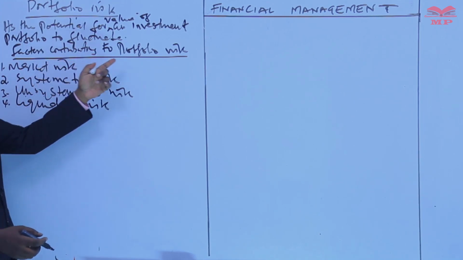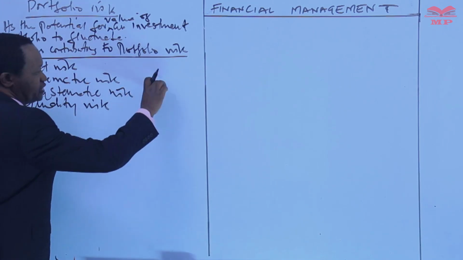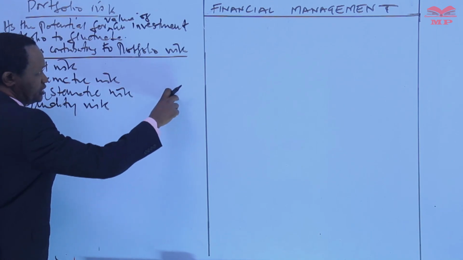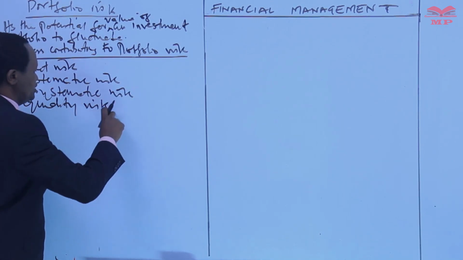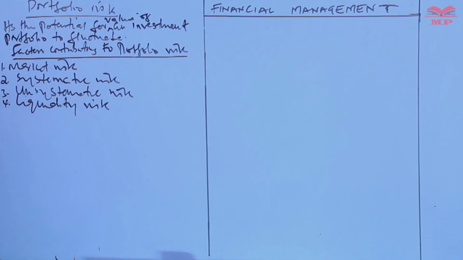There are assets that can be sold quickly, others cannot be sold quickly. An asset that you may find difficult to buy or sell has a high liquidity risk, and that contributes to portfolio risk. Because remember, I said that a portfolio is a group of assets. If there's an asset within that group that has a high liquidity risk, then it contributes to the overall portfolio risk.